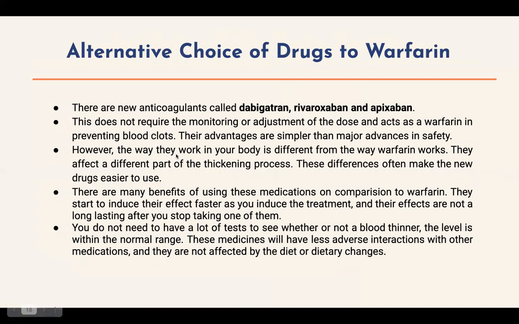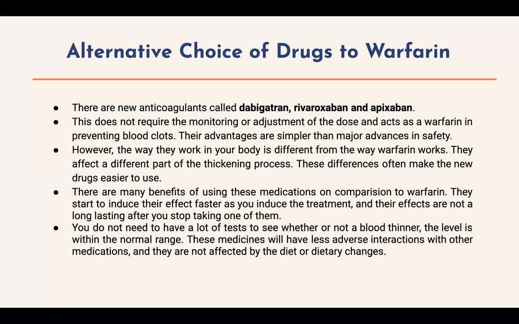Alternative choice of drugs to warfarin. There are new anticoagulants called dabigatran, rivaroxaban, and apixaban. These do not require monitoring or adjustment of the dose and act like warfarin in preventing blood clots. Their advantages are simpler use and major advances in safety. However, the way they work in the body is different from the way warfarin works. Of course, their targets are different. They affect a different part of the clotting process. But these differences often make a new drug easier to use.